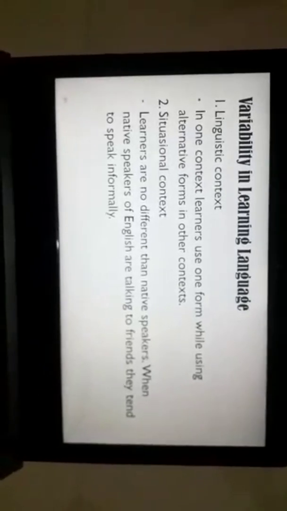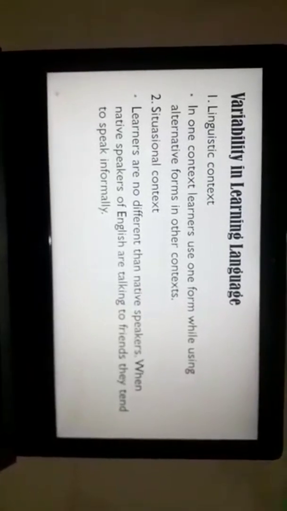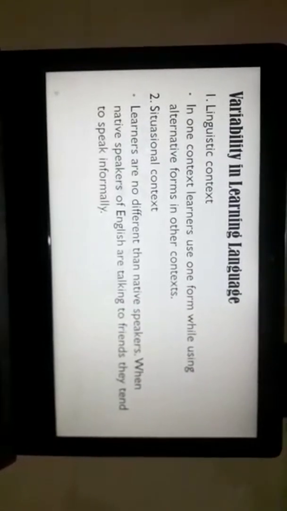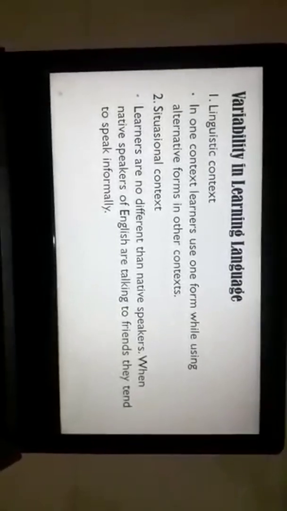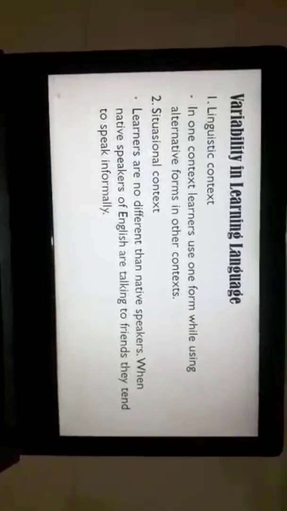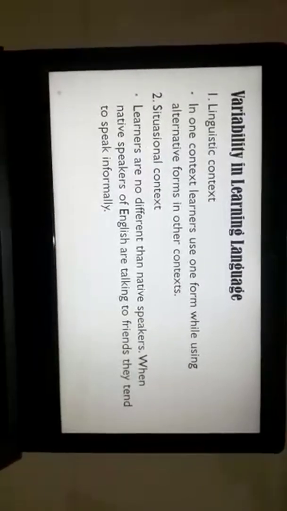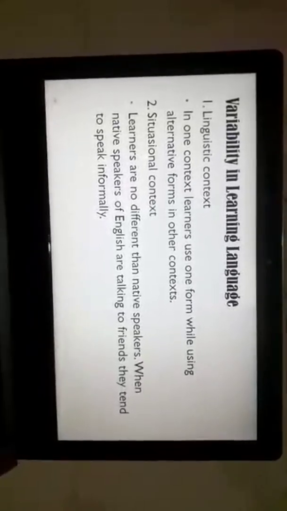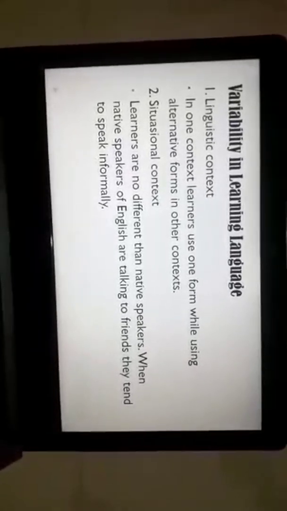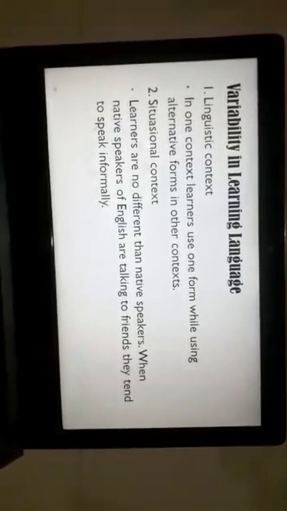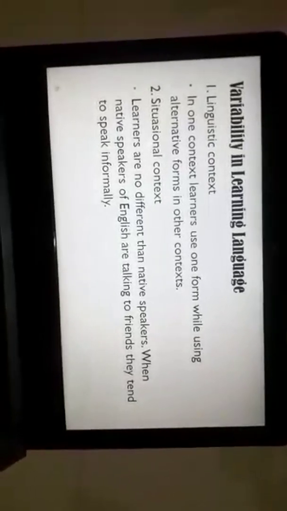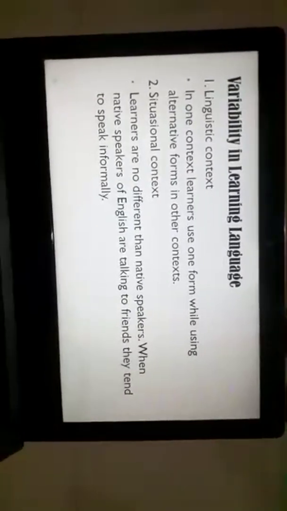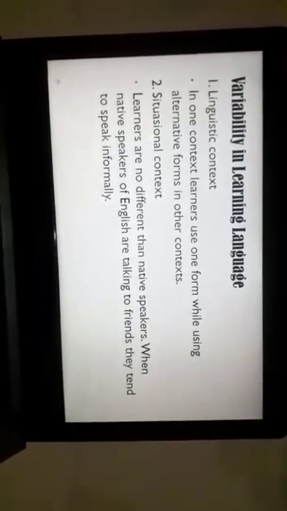Variability in learning language. We have seen that learner language is systematic. We have also shown that learner language is complex. At any stage of development, learners often use one form and sometimes another. The first is linguistic context. The main element in the linguistic context involves the introduction of another part of the statement. In one context, learners use one form while using alternative forms in other contexts.